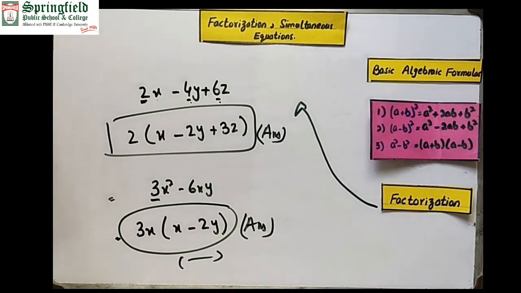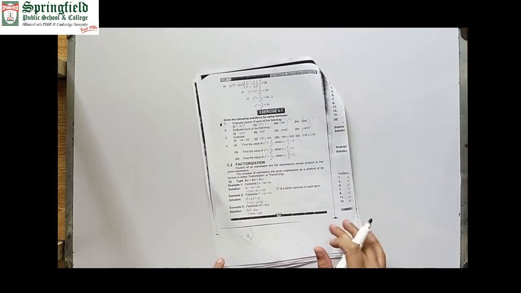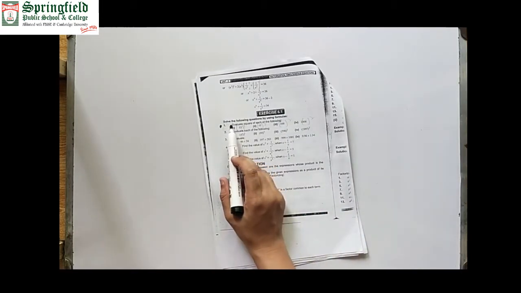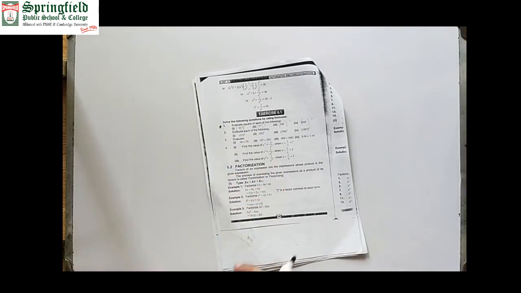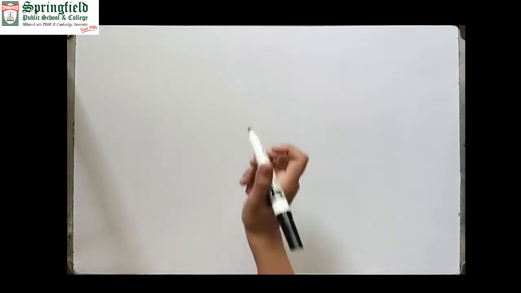Understood, beta? Okay. Now after the explanation, come to exercise 6.1. Question 1 is: evaluate the square of each of the following. They are saying to solve the following questions by using the formulas. It means we will use some formulas as we have already discussed. Okay, now question 1 part 1.